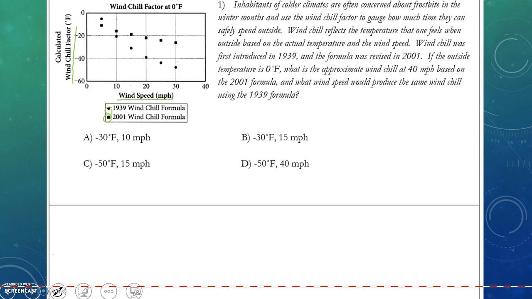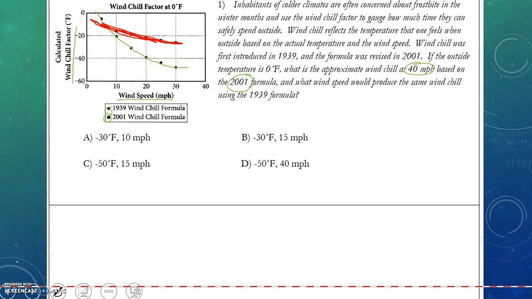So I'm going to figure out the first one. It says at 40 miles per hour based on the 2001 formula. So the first thing I want to do is draw my lines and curves of best fit. And so they kind of look like curves, so I'm just going to draw a line that goes through most of them. So that's that one. And do the same thing for this one. So somewhere through. Doesn't have to be perfect.